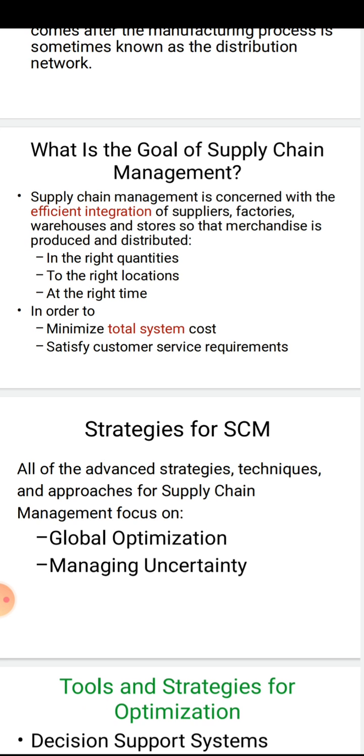And managing the uncertainty. There are different uncertainties in getting the raw material from the vendors. There are so many aspects: how much quantity, how much quality, at what time it is to be received, and what circumstances come up during transportation. We need to cover all these points in supply chain management.